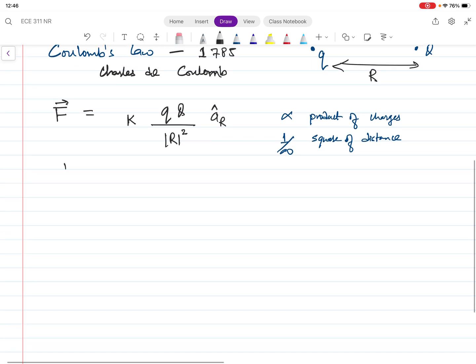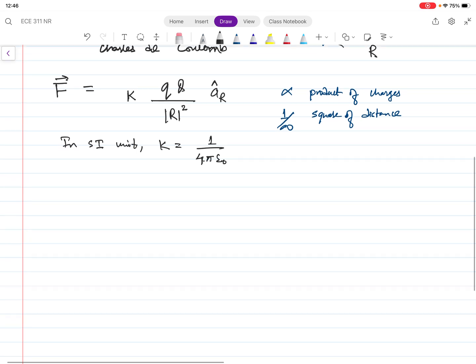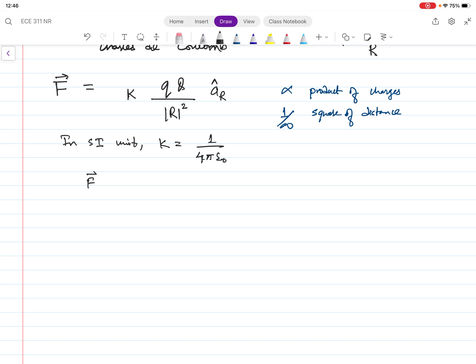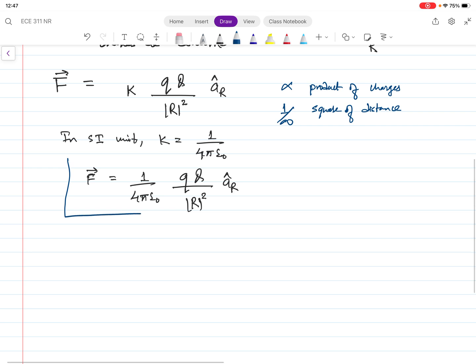And in SI units, this k is 1 divided by 4 pi epsilon 0, which equates F as 1 divided by 4 pi epsilon 0 times q times Q divided by R squared a_R hat. Okay, this is the simplest form of Coulomb's law for two point charges.